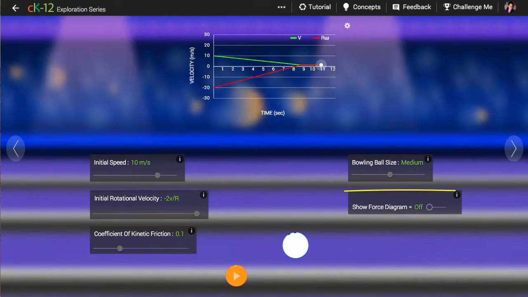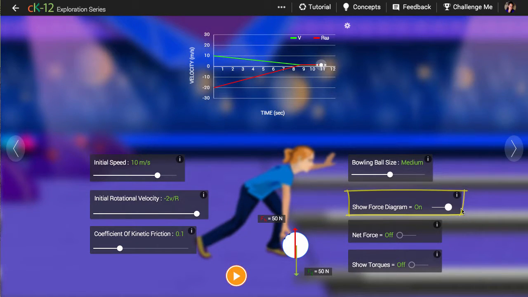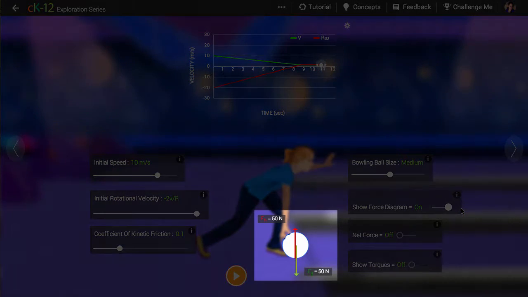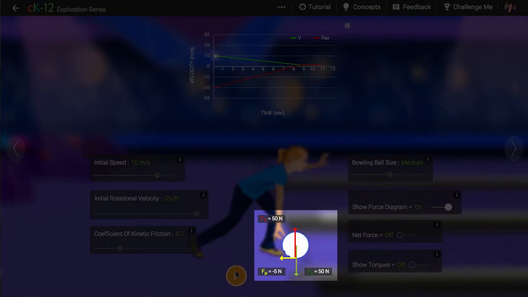Let's turn on the force diagram and repeat the same trip. We can see the contact force upward on the ball. This is also known as the normal force. We can also see the gravitational force and the frictional force.